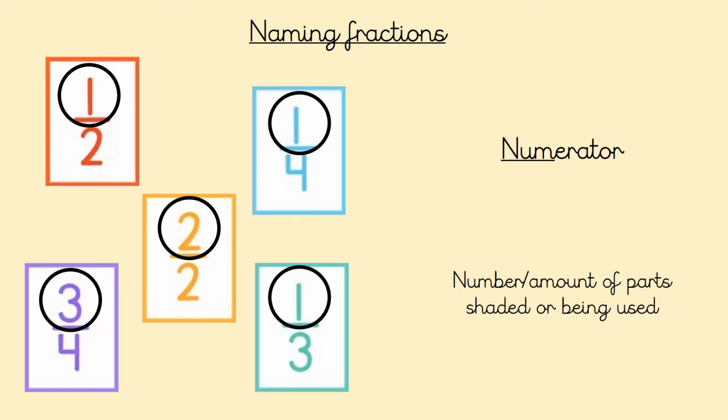Of course, there's also the number on top. We call that number the numerator. I've underlined the num part of numerator because that reminds us of number. This is where we count the number or the amount of parts that have been shaded or that we're using. The bottom number was the denominator, it told us what family. The numerator tells us how many of that family we're talking about.